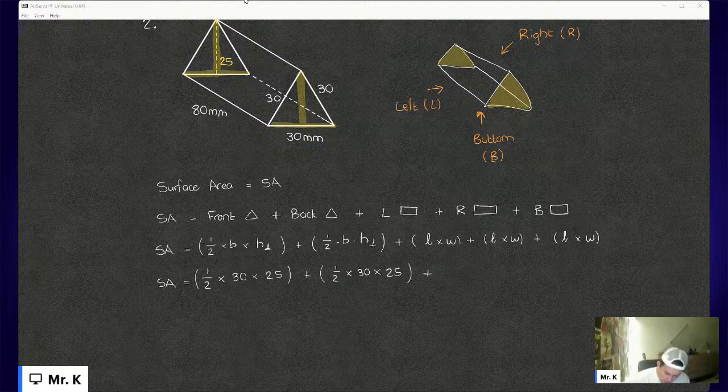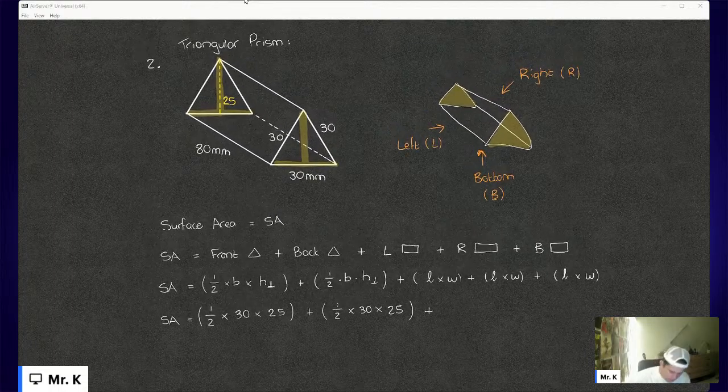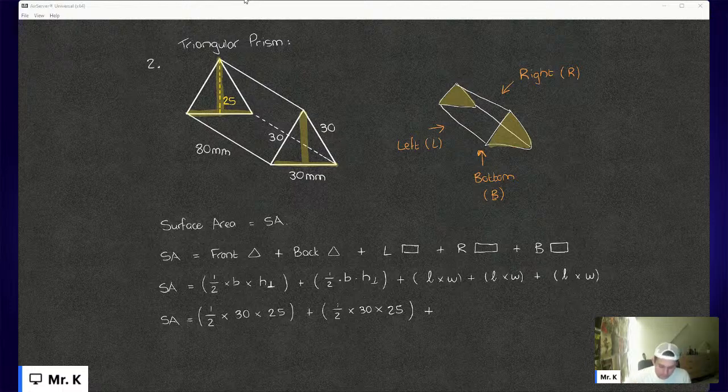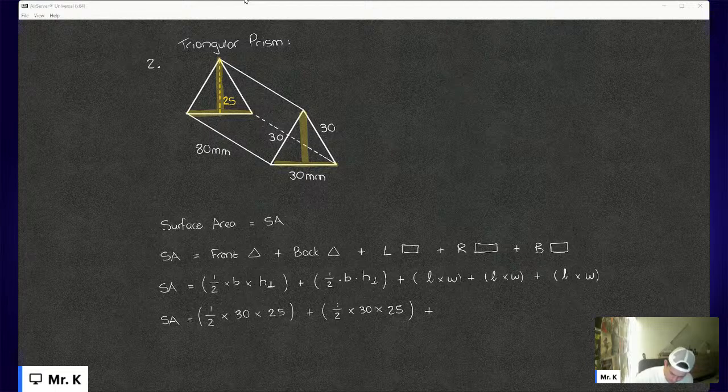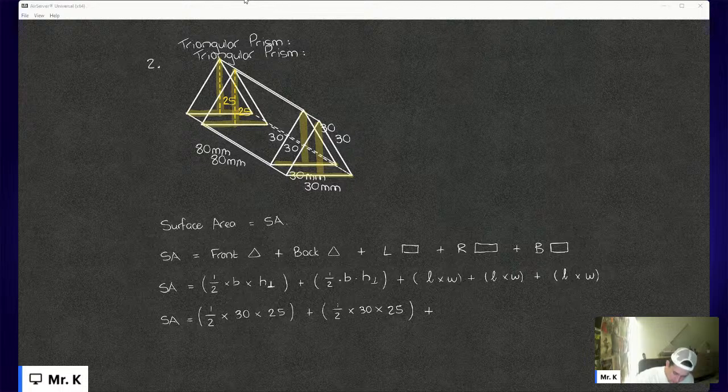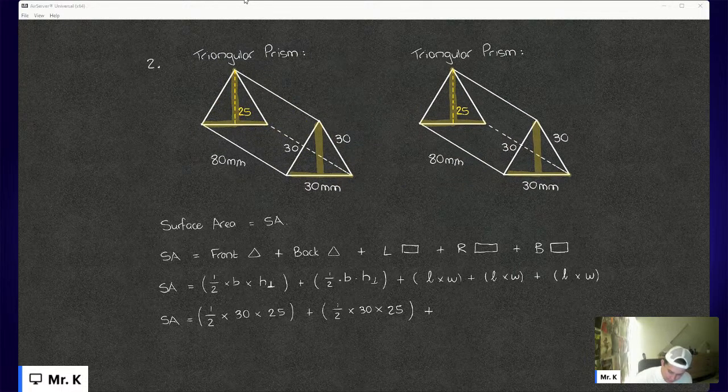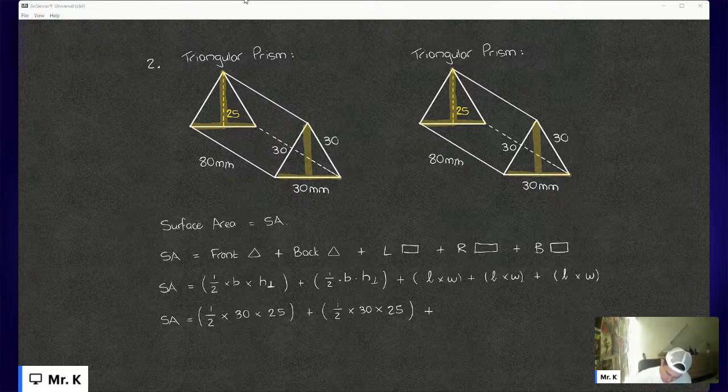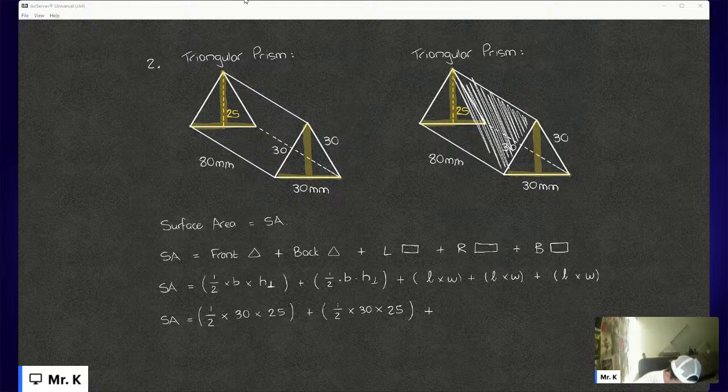Then we have 3 rectangles to consider: the one on the left, the one on the right, and the one at the bottom. Now, if I had to color in the front, let me quickly do this. If I color in the left-hand rectangle, we're talking about this rectangle over here. It covers most of the shape, but that's okay. This is the left-hand rectangle.